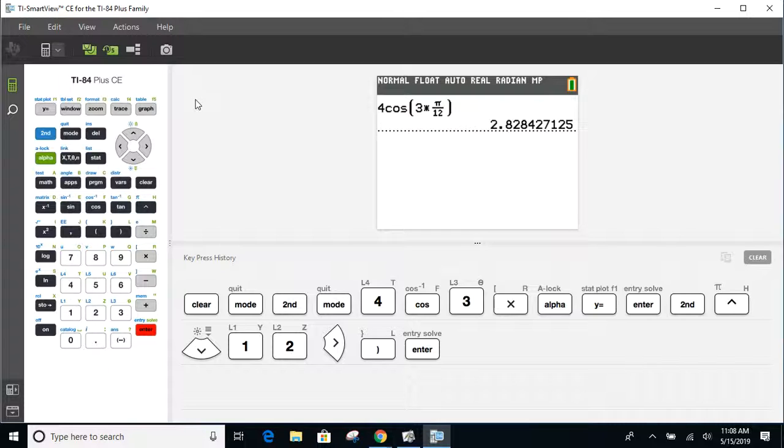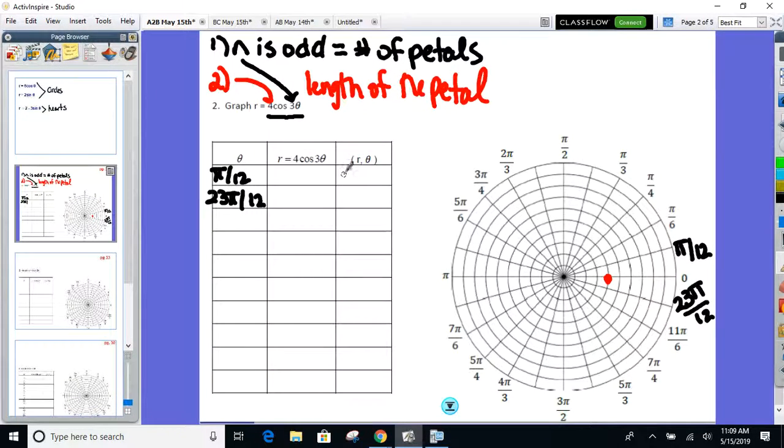Please ask if you can't get 2.8, let me know, because we need to do something in the calculator to get 2.8. And that's going to be for both of them. I don't know if anybody plugged in 23 pi over 12, but it's also 2.8, isn't it? Because it starts repeating. So go ahead, plot your 2.8 at pi over 12 and at 23 pi over 12.